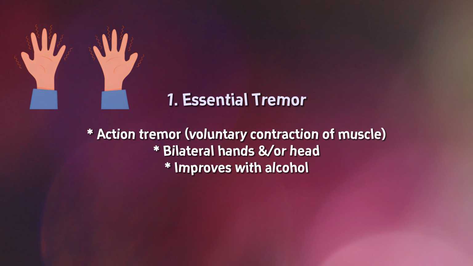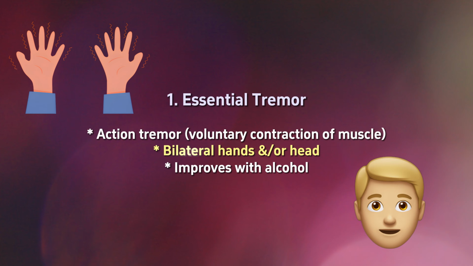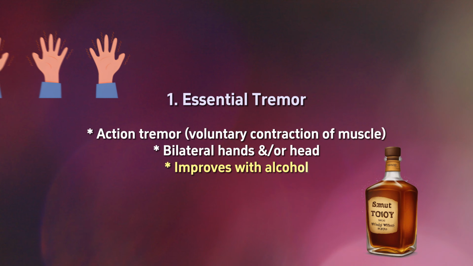1. Essential tremor. Essential tremor is an action tremor that occurs with voluntary contraction of muscle. Essential tremor involves bilateral hands and/or head. Essential tremor improves with alcohol.